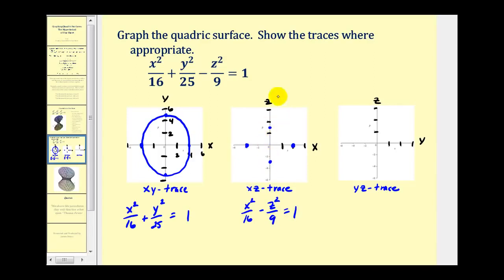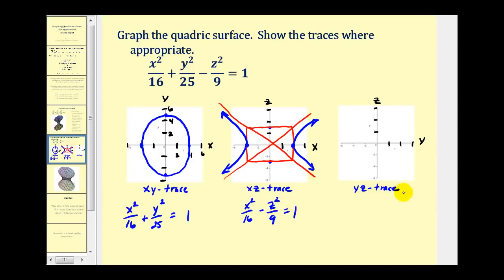We'll use these 4 points to sketch a rectangle. And then we'll sketch the diagonals of the rectangle. These will be the asymptotes. And again, we know because the positive part is the x part, this hyperbola will open left and right. So here's one vertex opening to the right. Here's the other vertex opening to the left. This would be the xz trace.